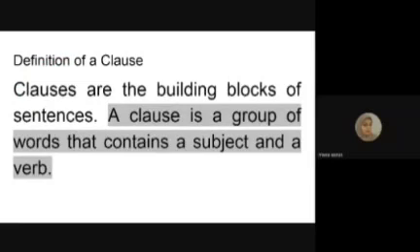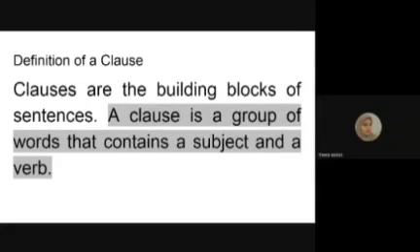So, what is a clause? We need to know what a clause is before we move on to the detailed information. The clauses are the building blocks of sentences. A clause is a group of words that contains a subject and a verb. You have to keep in mind, it is necessary for a clause to have a subject and a verb.